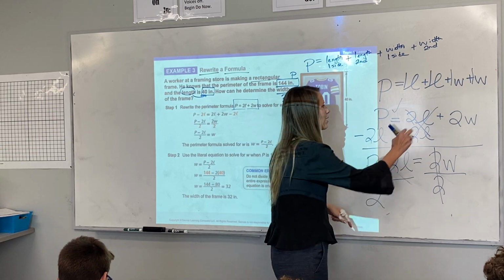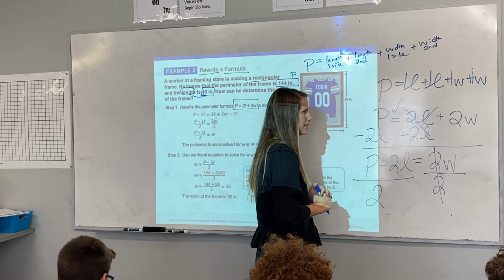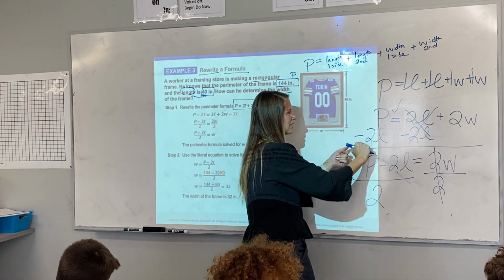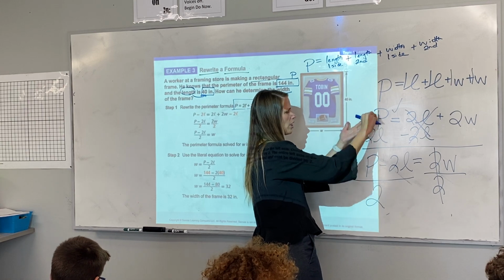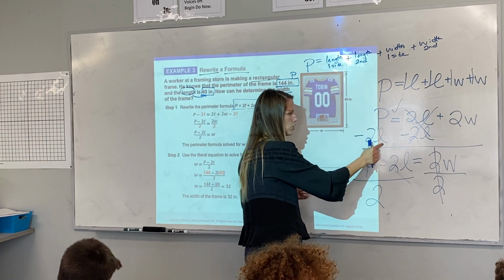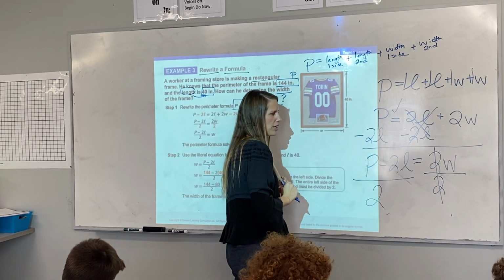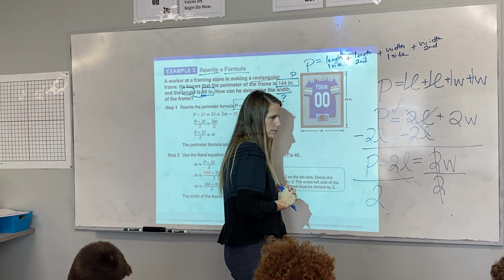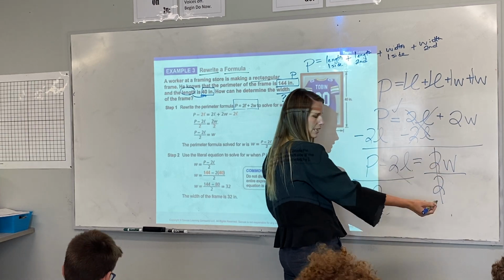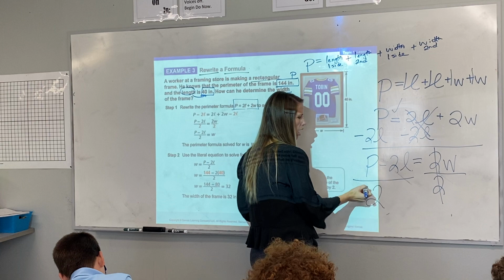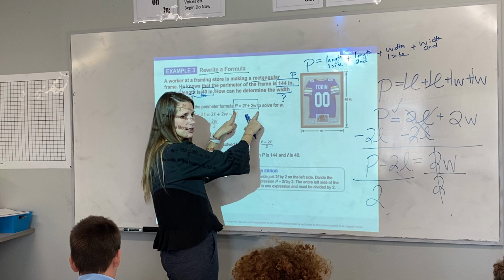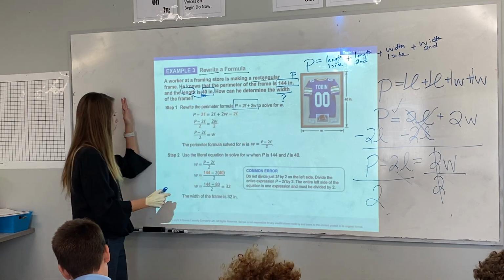Why did I do it? Because I'm trying to get W by itself. That was my first step. Now I can't actually combine these. I can't say this is negative 2PL. I just have P minus 2L. I wrote it in a row because that's how we write our algebraic equations. Then I had my 2W left over, but W still needed to get isolated, so I divided by 2 on both sides. The formula is still exactly as it should be. It's just rewritten.